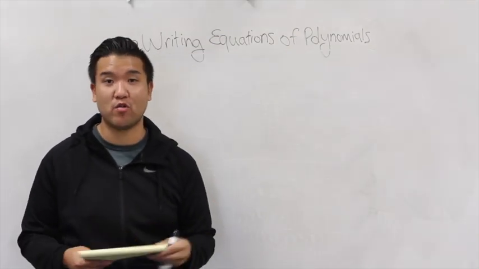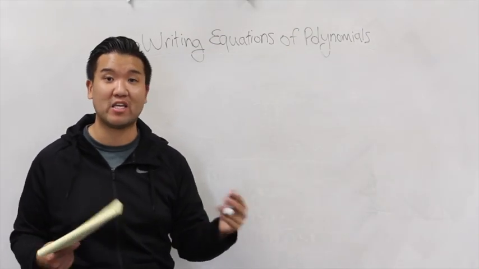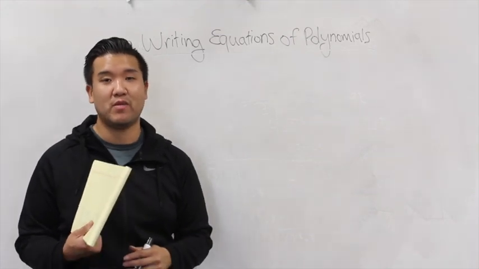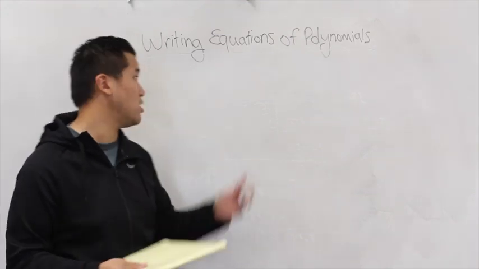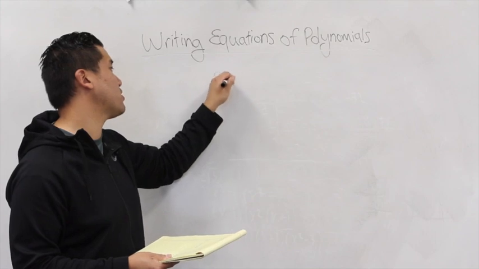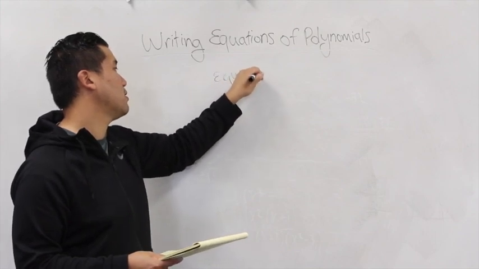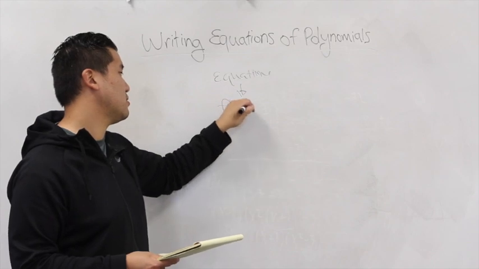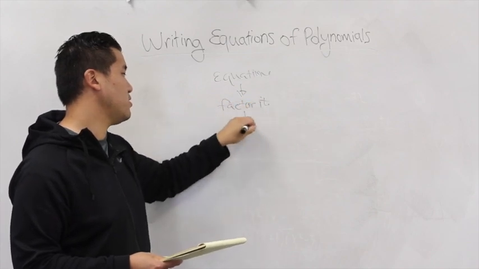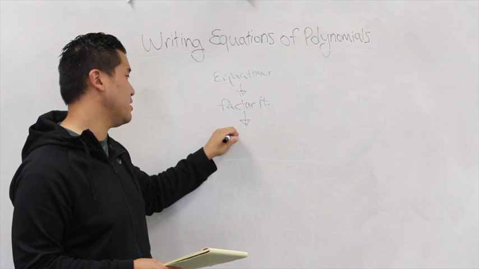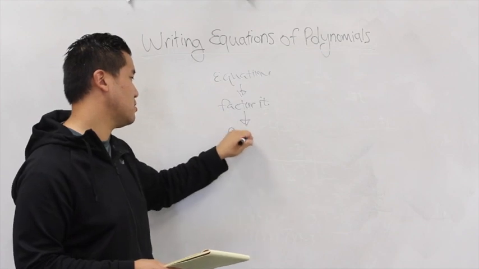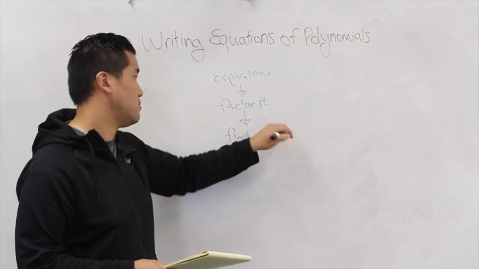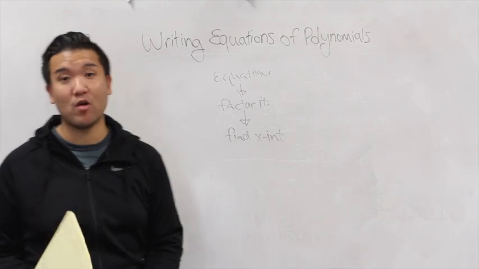Our next topic, writing equations of polynomials. So in all our videos we've been going forwards, let's go backwards now. If I give you x-intercepts, how can you find the equation? Well, let's talk about this. Normally we start with the equation, and then we factor it, and then we set it equal to 0, and then we find the x-intercepts. That's our normal step. Well, now we're going to go backwards.